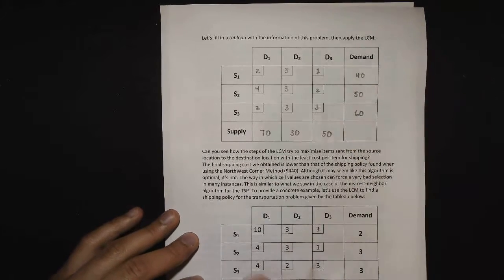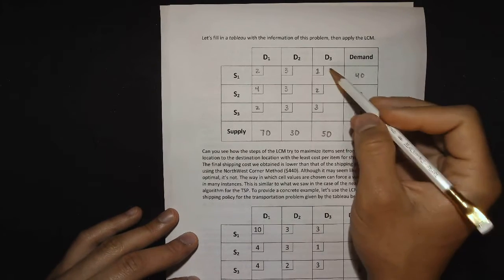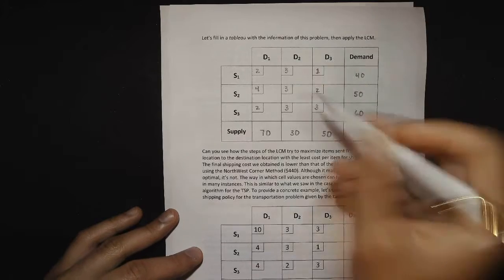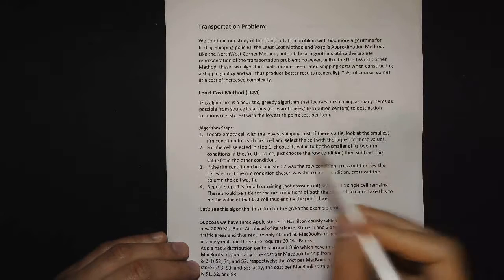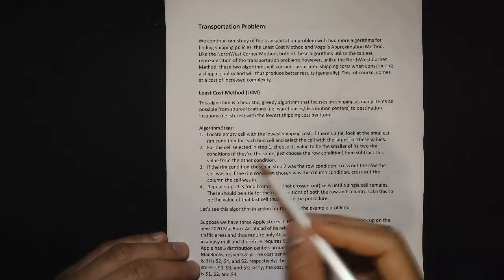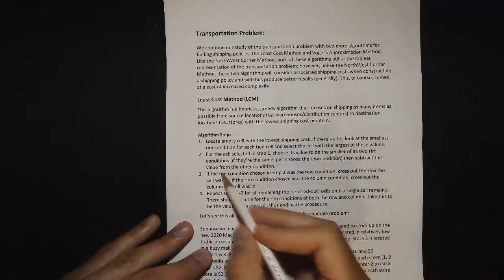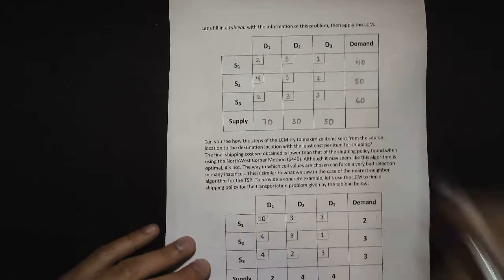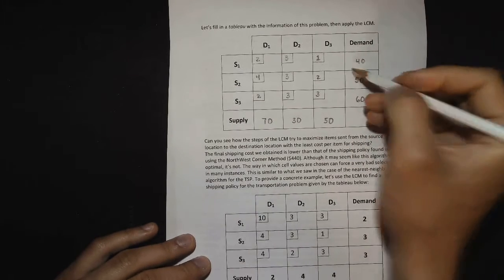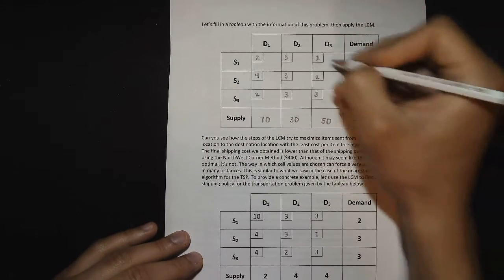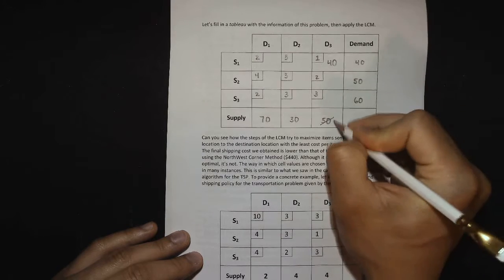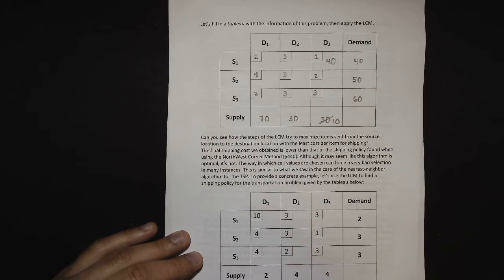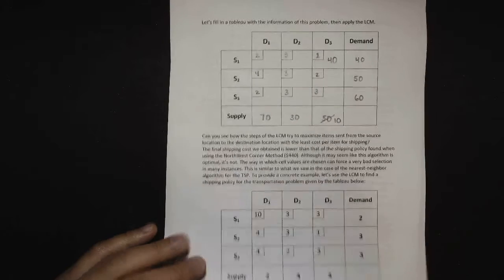So step 1 is identifying that cell with the lowest shipping cost, breaking any ties, and selecting a cell appropriately. So we found our cell. For the cell selected in step 1, we choose its value to be the smaller of its 2 rim conditions, and then we subtract this value from the other condition. The rim conditions are not the same, so the smaller of the 2 corresponds to the row rim condition. We choose that value to be the value of this cell, and we subtract that value from the other rim condition. That's step 2.